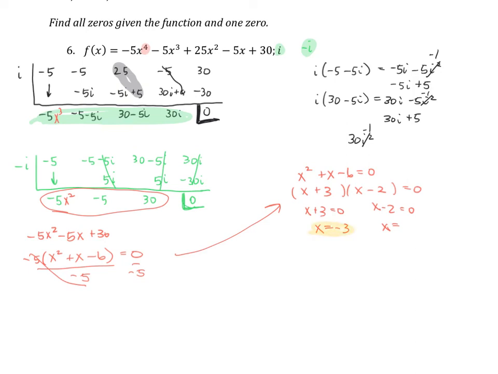I have a 0 of, shoot, I erased too much. I have a 0 of 2. Okay, and then I have these two zeros of i and -i. Remember, I was looking for 4 zeros, and I found them all. So my zeros are i, -i, -3, and 2.